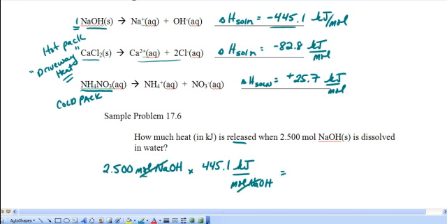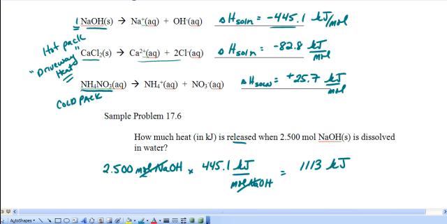Those divide out, and you can take your 2.5 times your 445.1, and you get 1100. We'll just call it 1113 kilojoules of heat is released. So that's going to be quite hot.